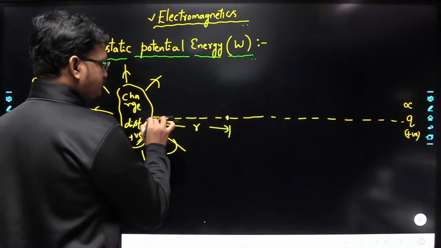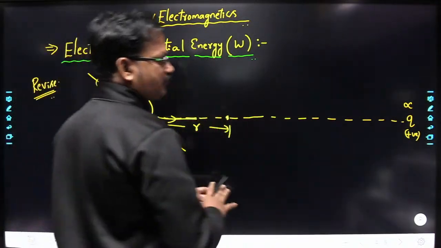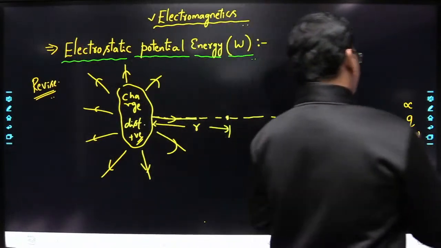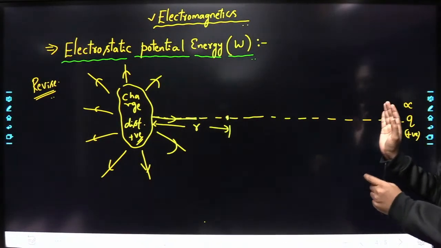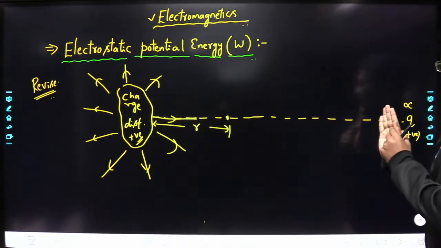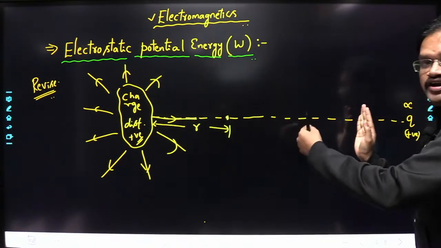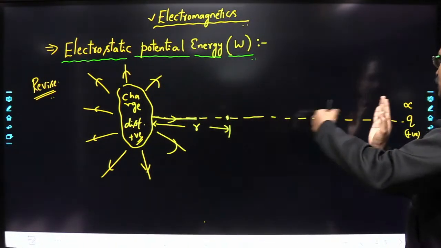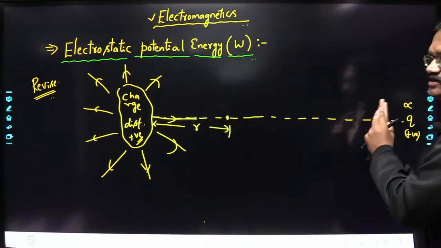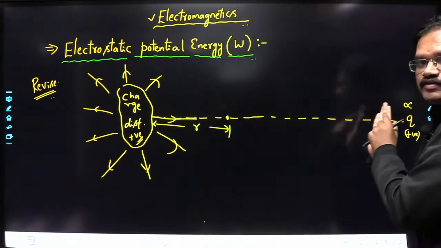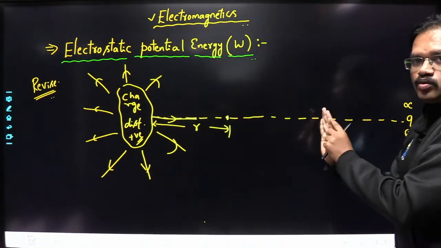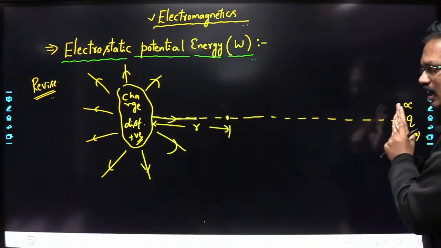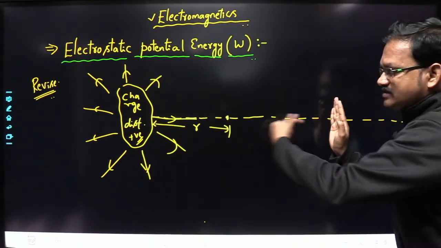I am trying to bring this charge from infinity to r. Whenever I move this charge into this field region, what is this field going to do? This field is going to exert a force on this charge. Against that force, if I want to move this charge, then I have to do some work. I am applying a force on this charge and moving it against the field force.